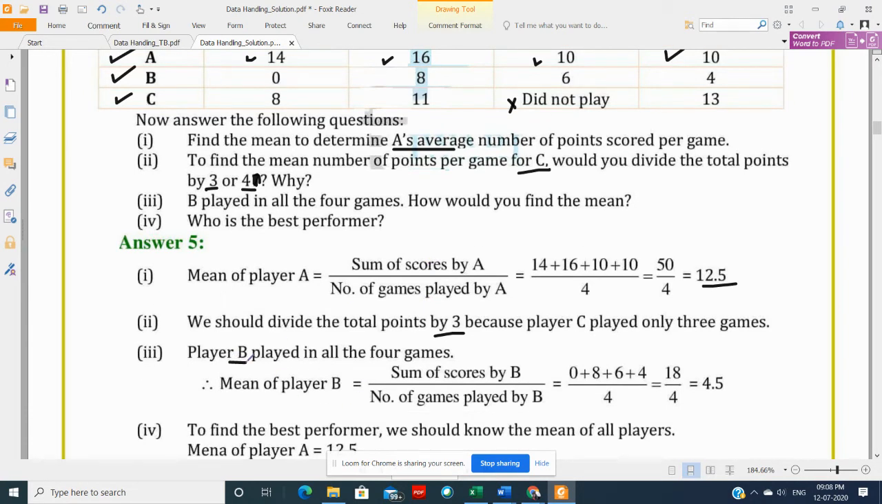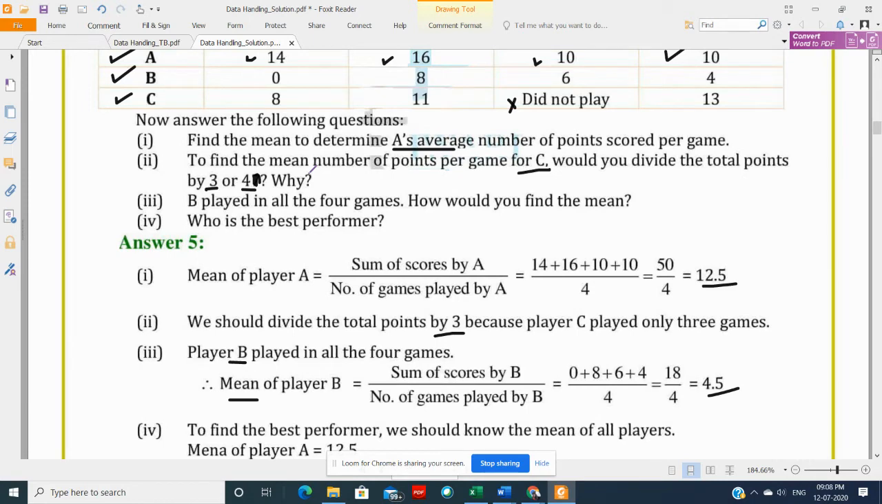Player B का हम कैसे find out करेंगे? Mean of player B is equal to sum of scores divided by number of games. Again, sum of scores आया 18. Number of games वो खेला है 4 games, तो naturally we will divide it by 4 and your answer is 4.5. Okay?